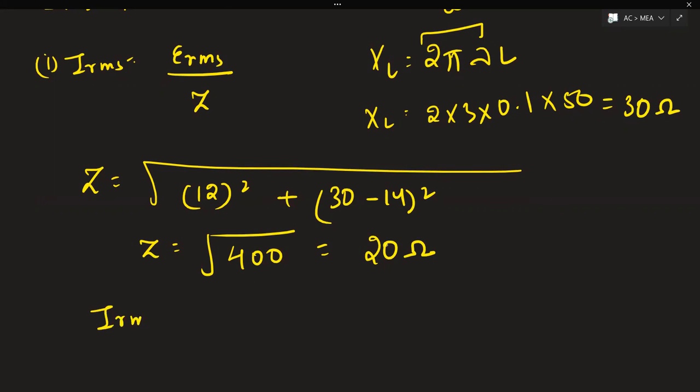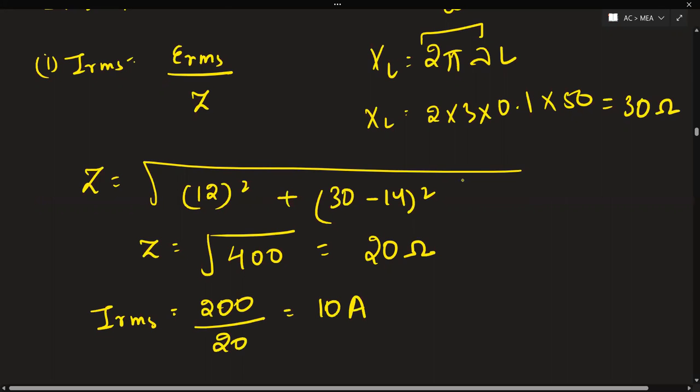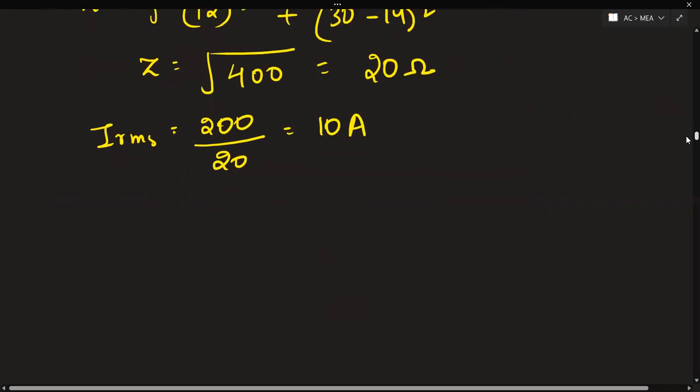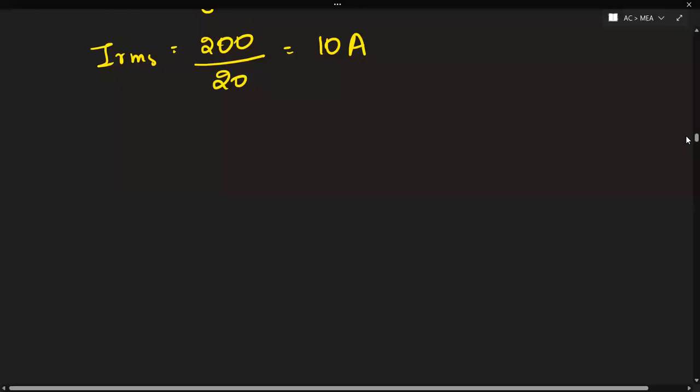Now you can put IRMS. This is 200 volts given. This is 20. So this comes out to be 10 ampere. This is the answer for the first part. The second part is asking the phase angle between the current and the voltage. The rest of the things are clear to us. We just have to find the value of tan phi.